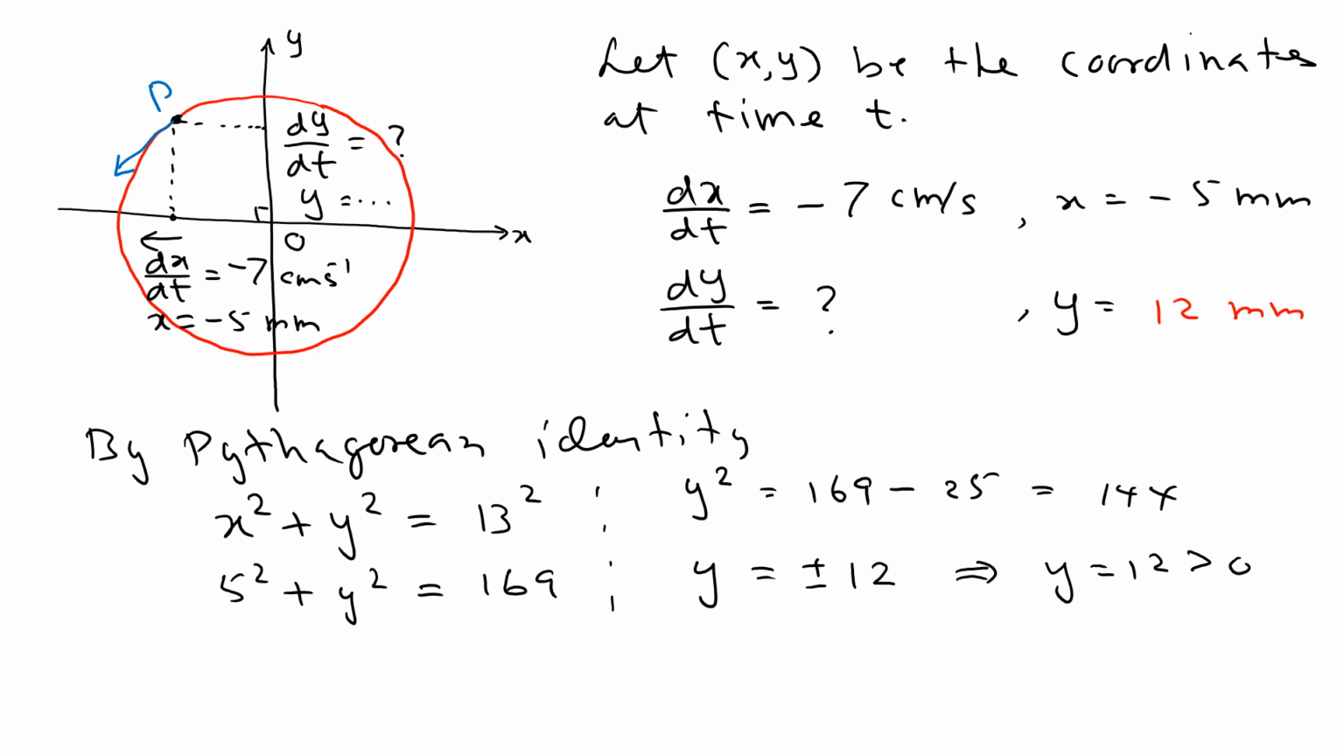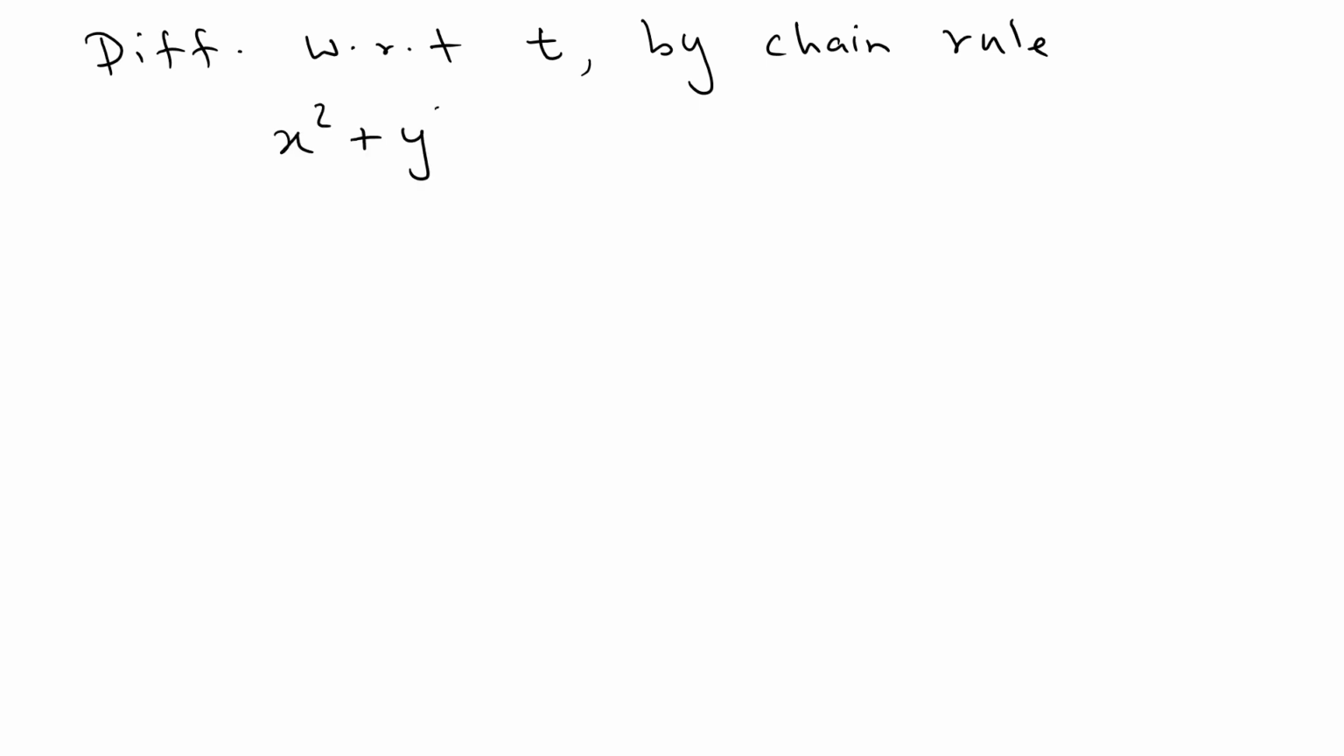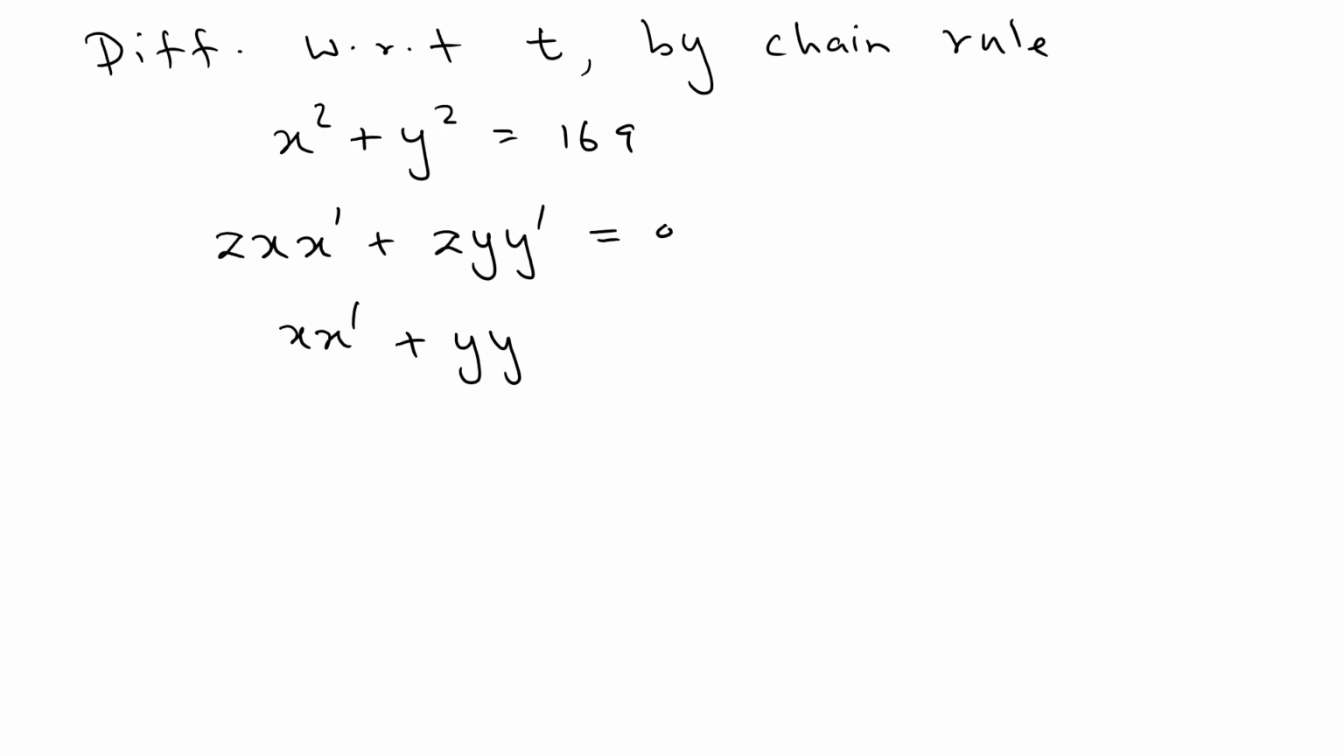So the only thing that we are looking for is dy over dt. So we can differentiate the equation to find that information. So let's try to finish it now. Differentiating with respect to time by the chain rule, so I use prime notation now. We have x squared plus y squared equals 169. If you take the derivative, you get 2x x prime plus 2y y prime equals 0.